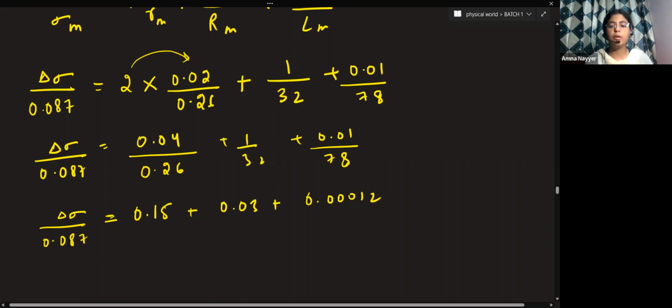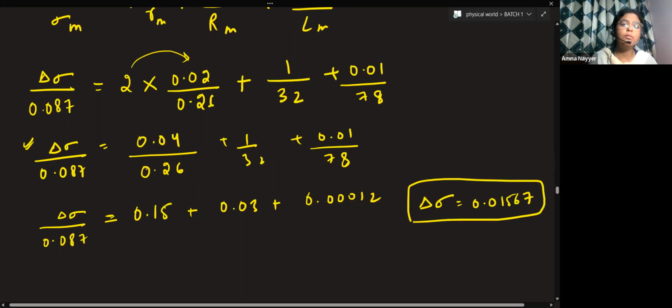So if you add all these terms, the final answer that you get, delta sigma, will be 0.01567. Just check it. If you know the steps till here, you can easily solve it. Divide all these terms, you'll get the decimal values. Add the decimal values and multiply with this, you will get delta sigma.